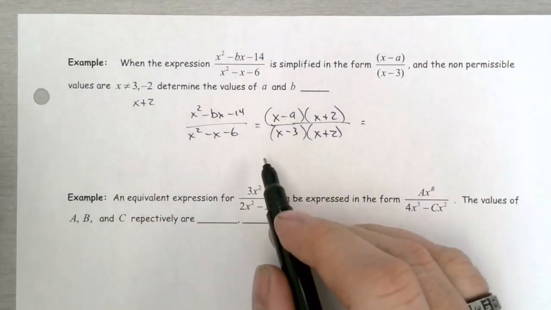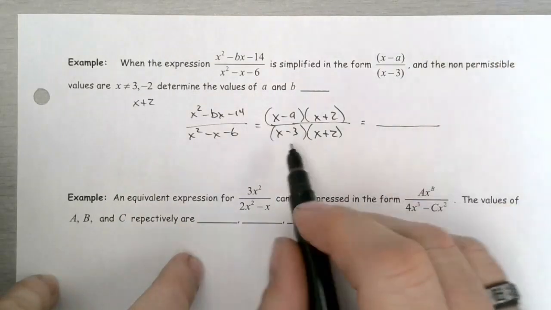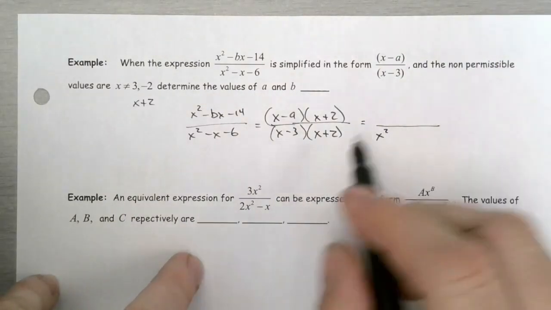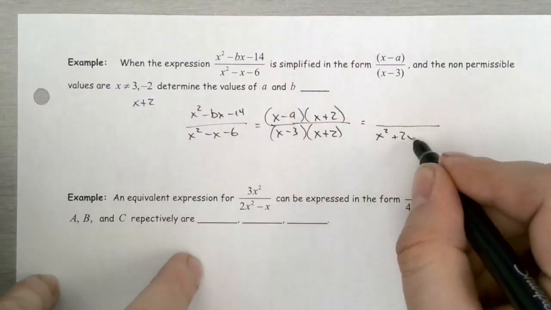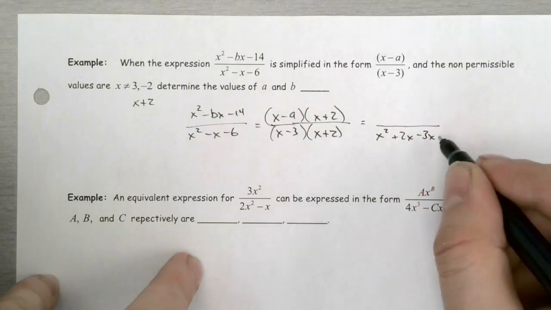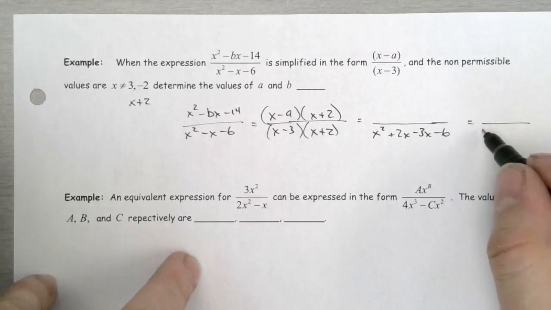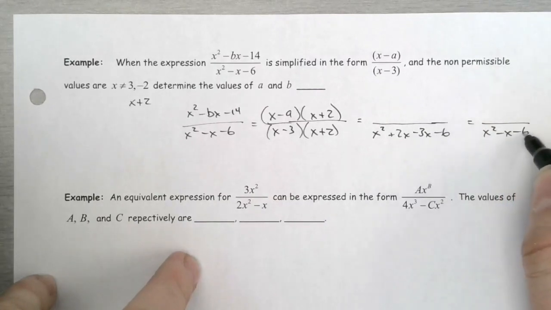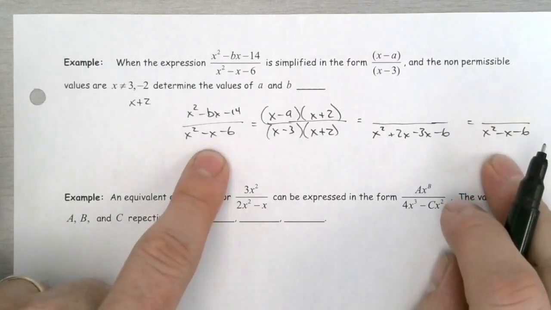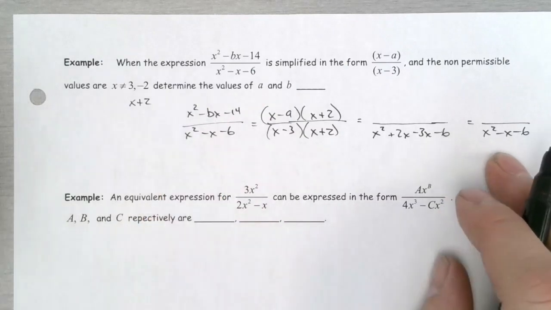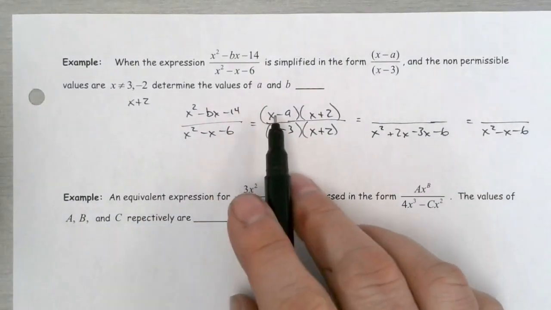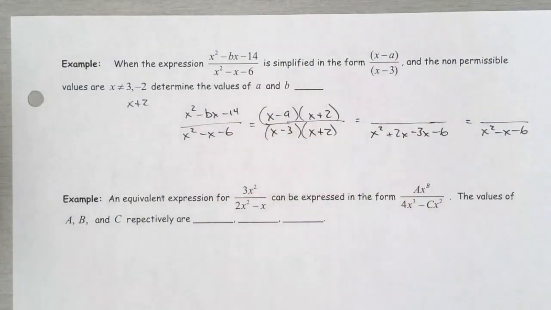Now, just to make sure that I've done this correctly, let's expand the denominator, and I'm going to get x squared plus 2x minus 3x minus 6. Okay, and so when I put that together, that's going to be x squared minus x minus 6. And you know what? That is exactly what we started with. That's a good sign. Okay, that means that what I've created here is correct.